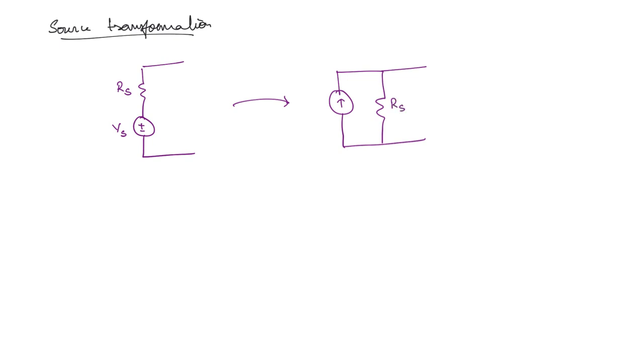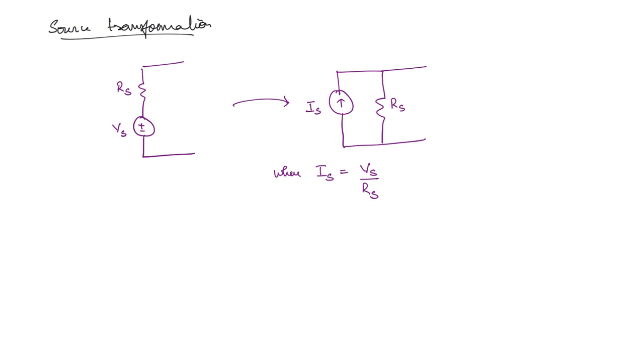What about the current value? If Is is the current value, then Is is equal to Vs by Rs. So this is Vs and this is Rs, and this current source will be equal to Vs by Rs. That is the amount of current this current source is going to deliver.